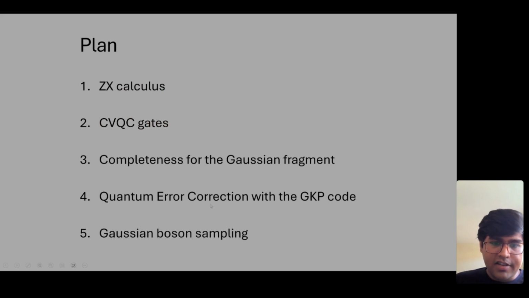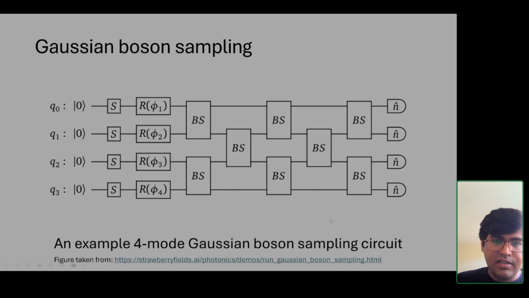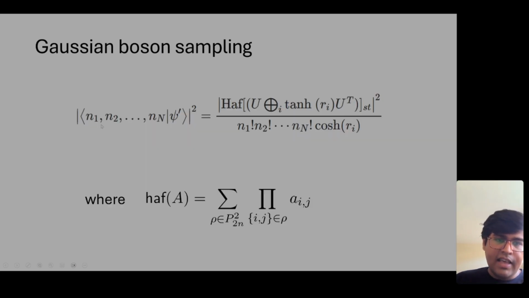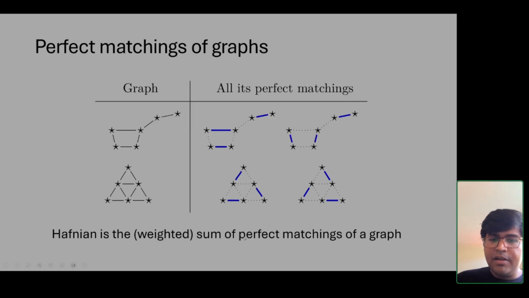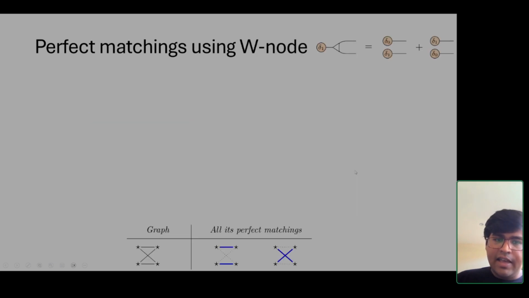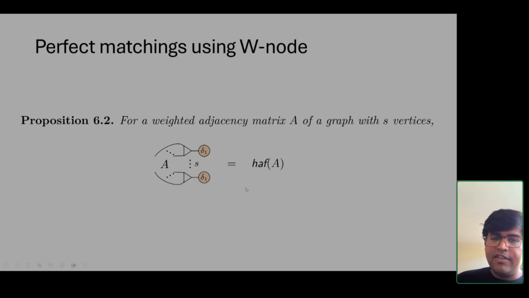Okay. All right. So I'll quickly talk about Gaussian boson sampling, which is very important for proving quantum advantage experimentally. So it corresponds to a circuit like this, and the reason why it's difficult is because it corresponds to calculating this quantity called the Hafnian, which corresponds to the perfect matchings of the graph. And in our ZX calculus, we have a very nice description of this Hafnian, which says that if you have an adjacency matrix for the graph, which describes the connections between all the W nodes, and if you measure ket1 on the output, that corresponds to the Hafnian.